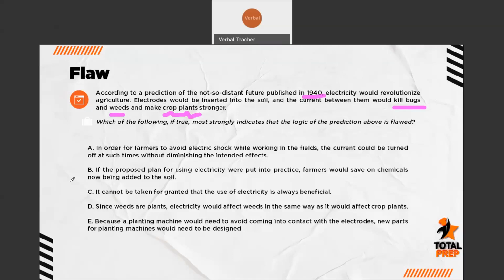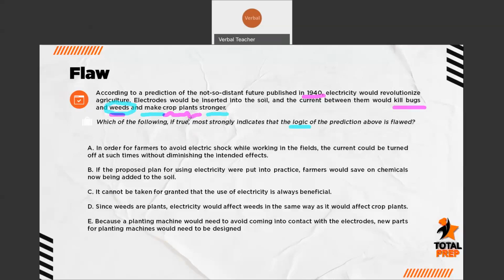So the point here, the objective, the main reason is to make the crop plants stronger. However, we need to take into consideration that it needs to kill the bugs and the weeds, the bad plants. So which of the following, if true, most strongly indicates the problem in the logic of this prediction, of this story? Basically, we need to remember that if weeds are plants and if we are going to pass a current to kill the weeds, we are going to kill the weeds and the bugs and the crop.